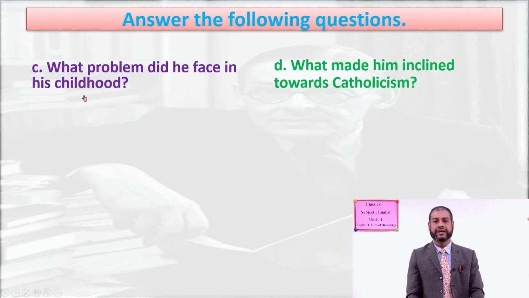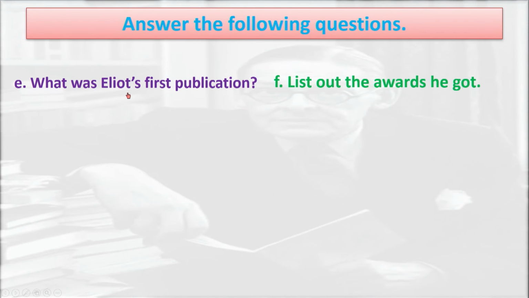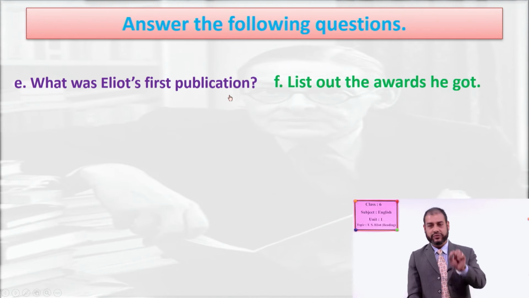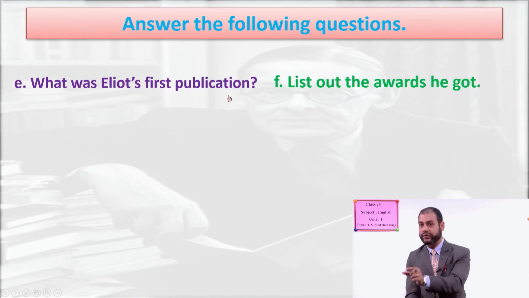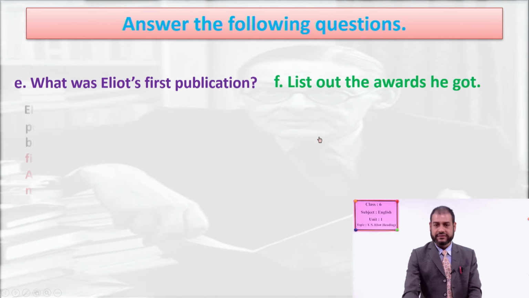What problem did he face in his childhood? What made him incline towards Catholicism? Okay. Another two more questions I have. What was Eliot's first publication? You have to write down the name of the poem. Okay. List out the awards he got. He got two awards. You have to write down their names.